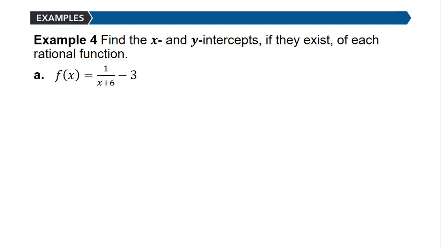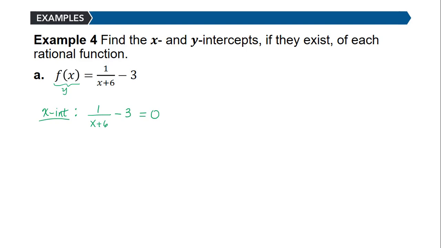The first one is f of x equals 1 divided by the expression x plus 6, minus 3. To find the x-intercept, we want to set the function equal to 0, because y is what f of x is. We get 1 divided by x plus 6, minus 3, is equal to 0. Recall we solved rational equations in an earlier section. We can multiply each side by the least common denominator, which is x plus 6.